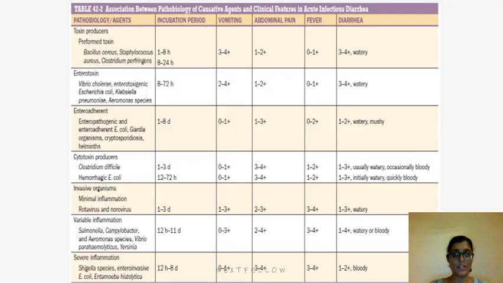Again, this is a very important chart from Harrison. This is the association between pathophysiology of causative agents and clinical features in case of acute diarrhea. Just remember more about the incubation period of this patient. That is more important. The rest of the things are not that important from this chart.